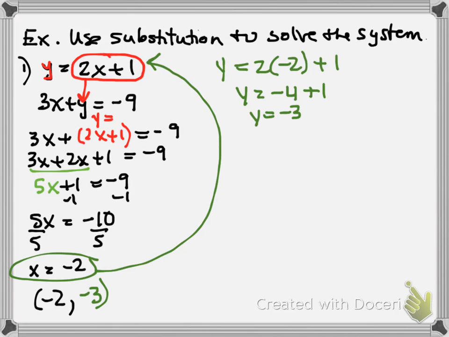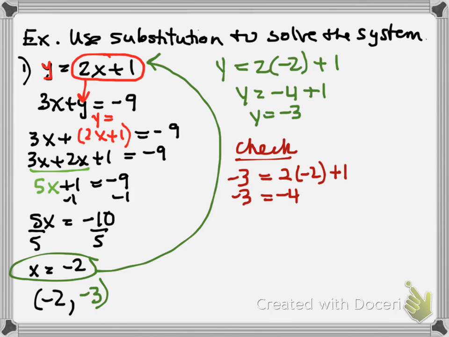So basically what this is telling me is that in my system, those two lines would cross at the point negative 2, negative 3. Okay. Now, how do I check? I substitute in negative 3 for y, negative 2 for x, and see if I get something that's true. So I get negative 3 equals negative 4 plus 1. Negative 4 plus 1 is negative 3. Check. So what this says is that that ordered pair, -2, -3, satisfies the top equation.